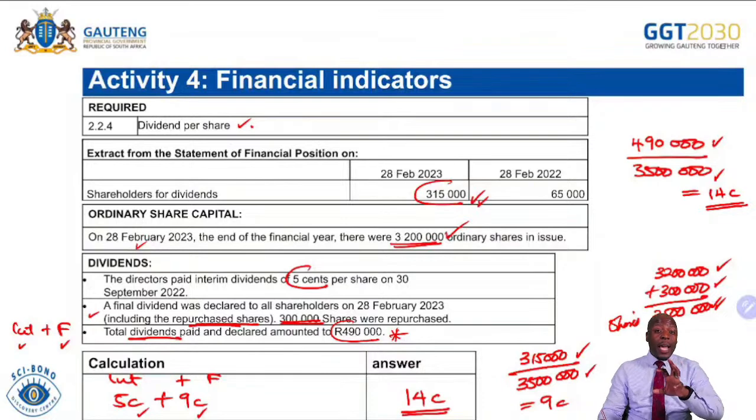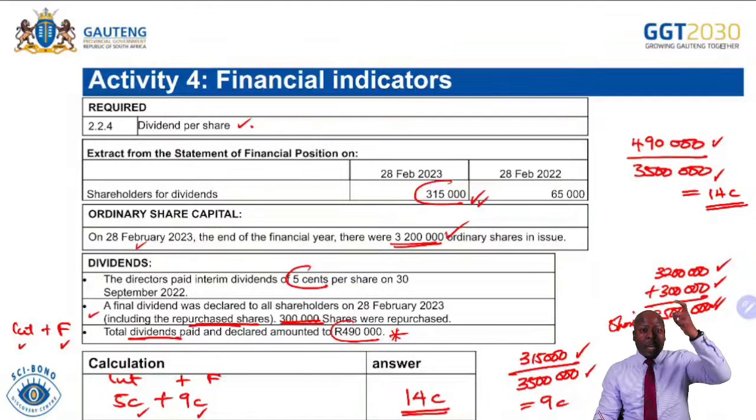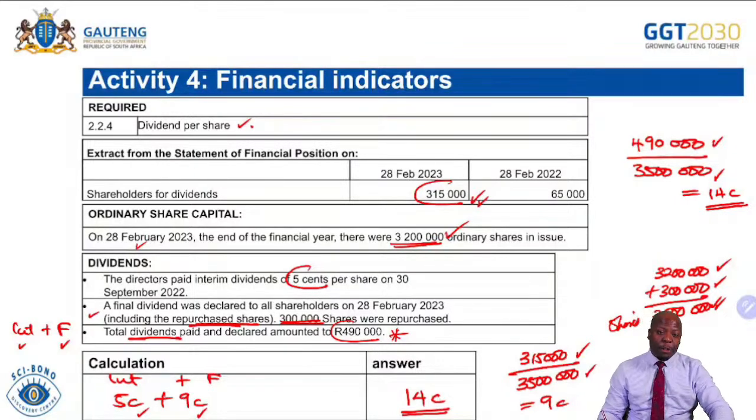But towards the end of today's class, I want to show you how they tested this in the Limpopo prelim, whereby there's a change in the number of shares. I'm going to show you when we get there. All right, so please stay tuned. I'm going to show you how to do the same calculation when there is a change in the number of shares. It could be an issue or a repurchase. In this case, in our Gauteng prelim paper, remember that we still use the same 3.5 million shares. Very important.